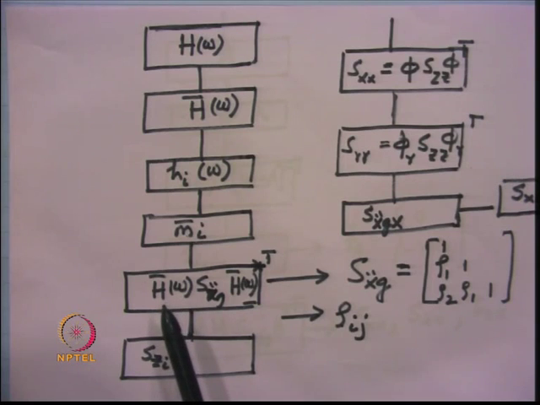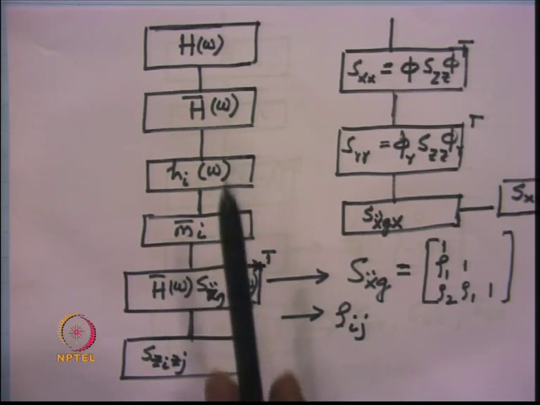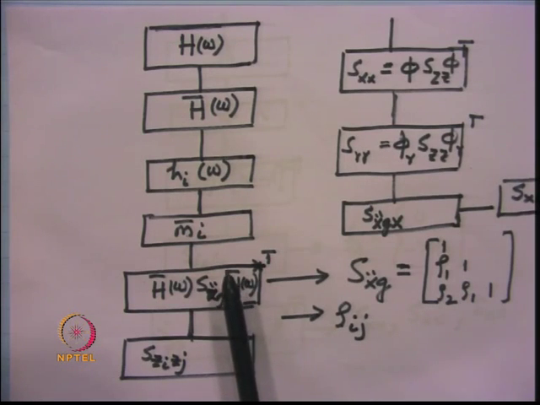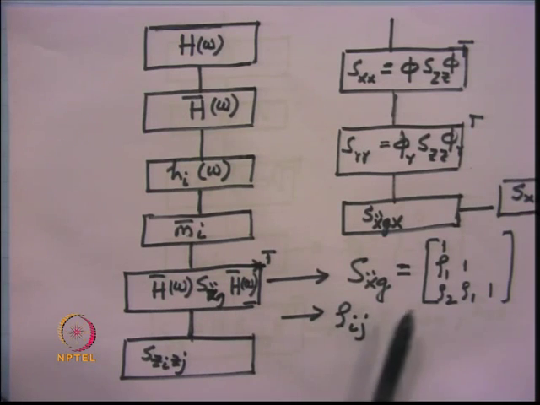H bar omega is the complex frequency response function matrix for the degrees of freedom which are of interest, that is, we use the reduced complex frequency response function matrix. The S_ẍgẍg matrix is constructed with the help of the given power spectral density function of the ground motion and the coherence functions, from which we obtain rho 1, rho 2, etc. And that is how the S_ẍgẍg matrix is determined.